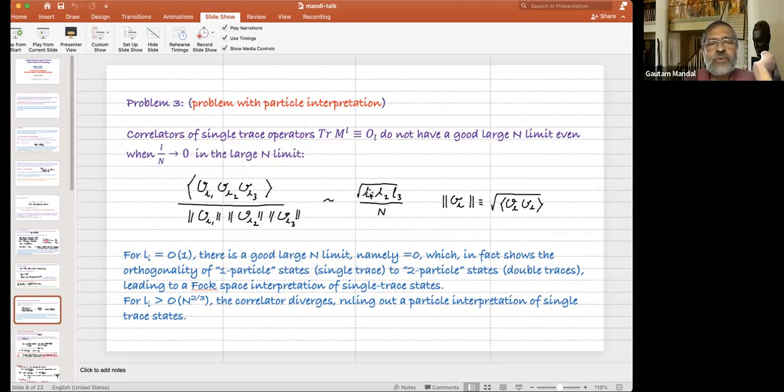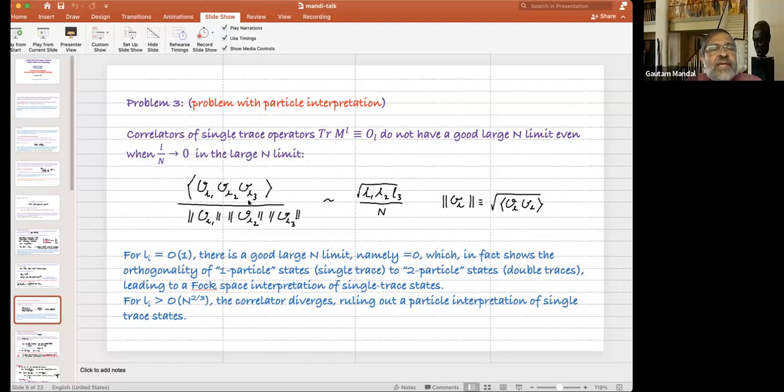The result is square root of L1 L2 L3 divided by N, where I have normalized this correlator by dividing by the norms of these operators. The norms of these operators are given by square roots of the 2-point function. Clearly, as long as L1, L2, L3 are all of order 1, they stay of order 1 in the large N limit. In that case, there is a good large N limit, namely 0.